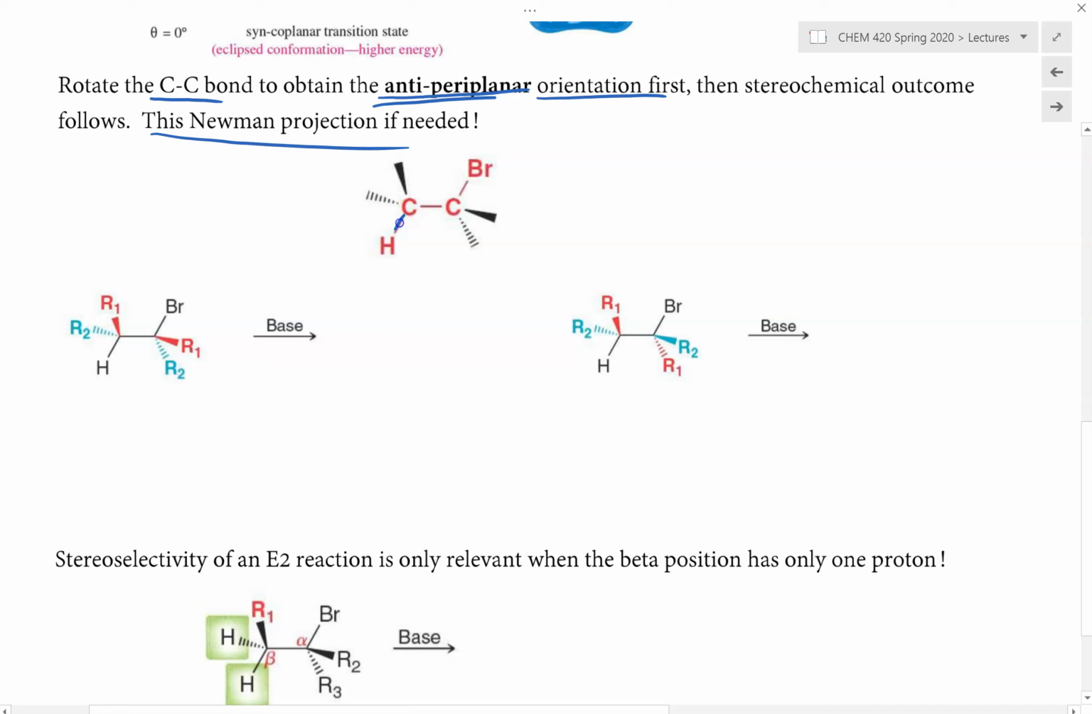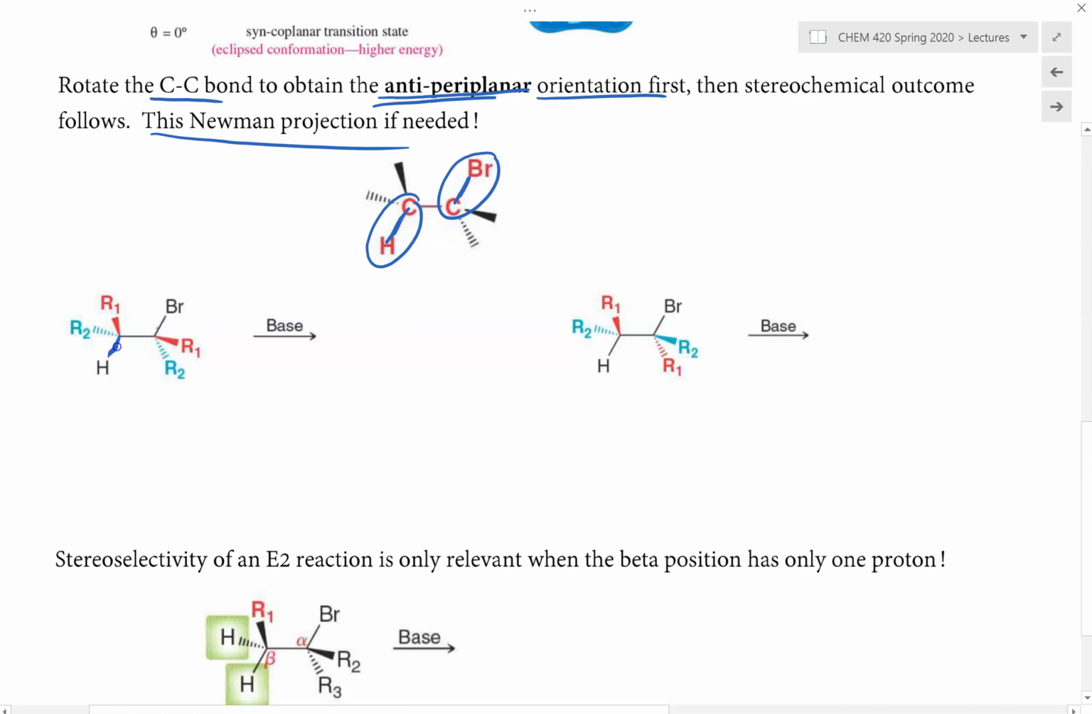So let's say here in this case right here, these two bonds are opposite to each other. There's a point in here and there's a point up. Their bond angle is 180 degrees from each other. So this is called the anti-periplanar approach.